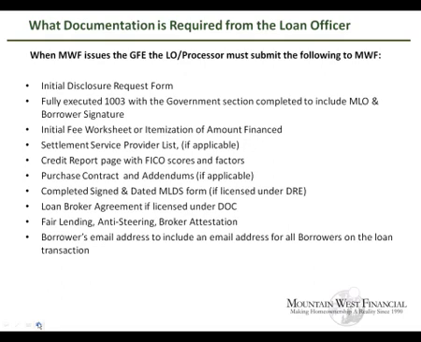Then a completed, signed and dated MLDS form if you're licensed under the DRE. If you're licensed under the DOC, then we'll require the loan broker agreement. We also require that you have a fair lending, an anti-steering, and your broker attestation. And don't forget the borrower's email address, to include an email address for all borrowers on the loan transaction.